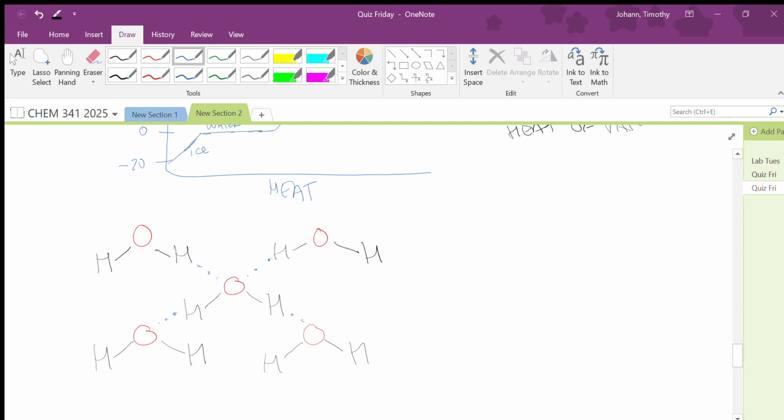And if we have ice, in ice, each water has an average of 4 hydrogen bonds. So we can see this water has 4 hydrogen bonds, right? Each of these would have 4 hydrogen bonds to waters I haven't drawn. So in ice, water has 4 hydrogen bonds.